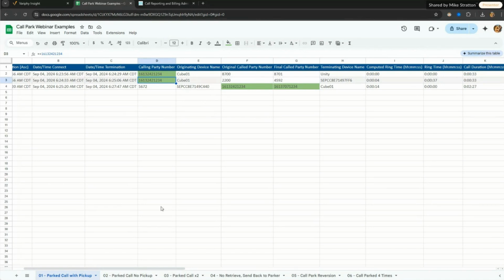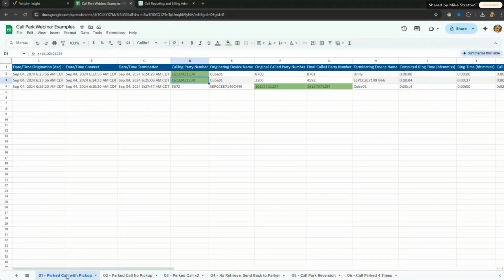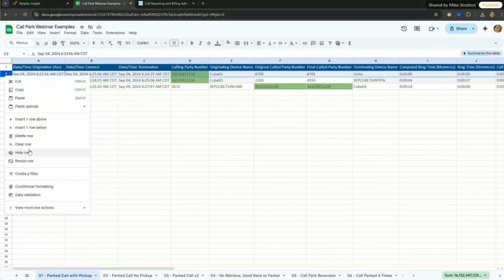So my first of 6 examples is the parked call with the pickup. I said there were only 2 records. This record here is the caller coming in. They go into Unity; in this case, I think it might have been CCX when I cleaned this data up. But basically, this leg is not part of the call park. This happens before. This is just the caller coming in, so we can ignore this leg. I'll just go ahead and hide this row.